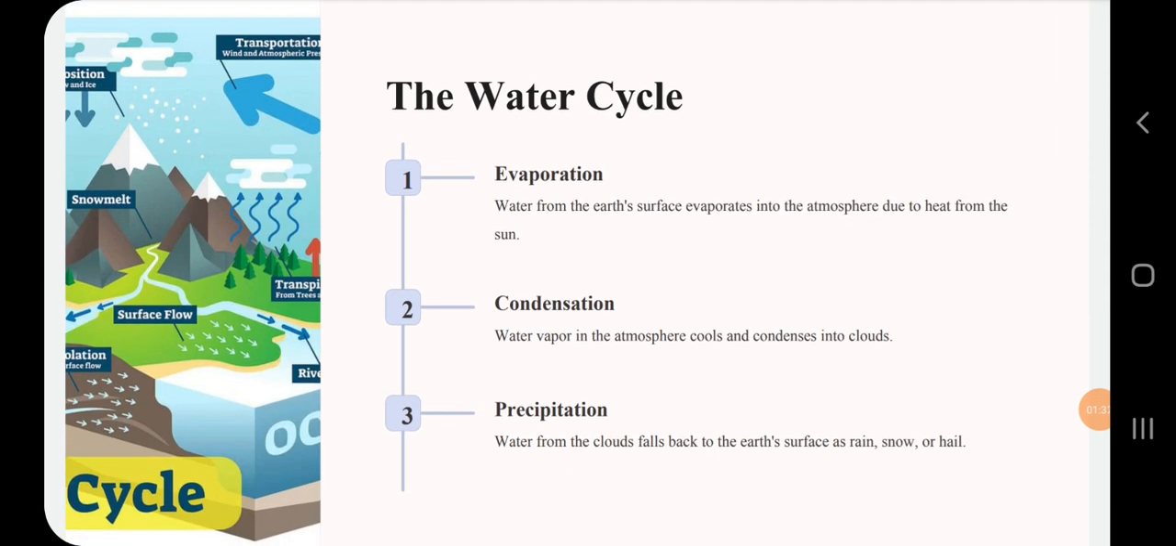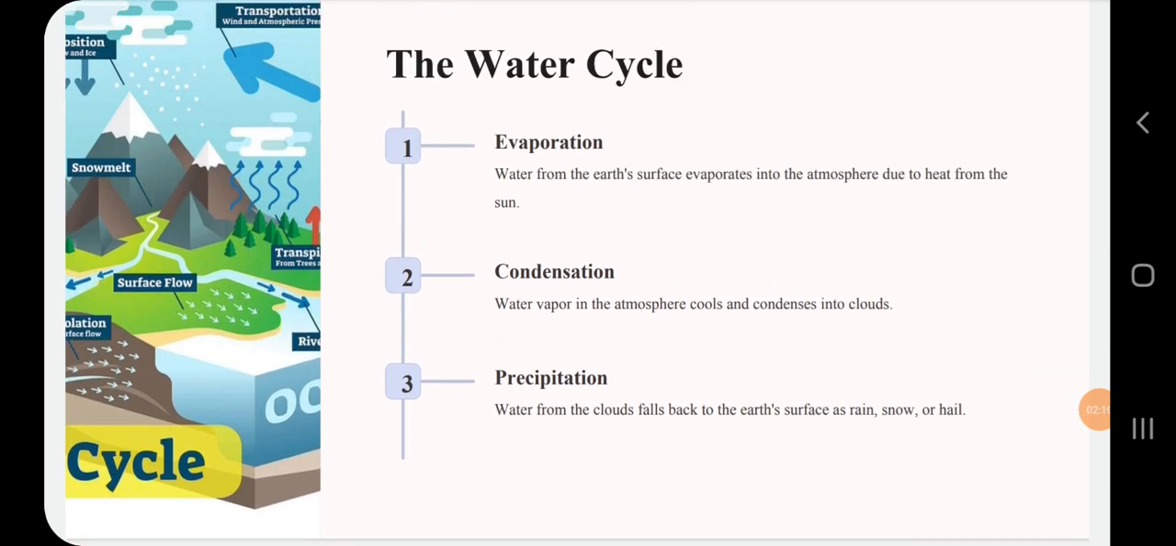The water cycle. Evaporation. This is one of the three main parts. Water from the Earth's surface evaporates into the atmosphere due to heat from the sun. Condensation. Water vapor in the atmosphere cools and condenses into clouds. Precipitation. Water from the clouds falls back to the Earth's surface as rain, snow, or hail. So on the left, there's a diagram.